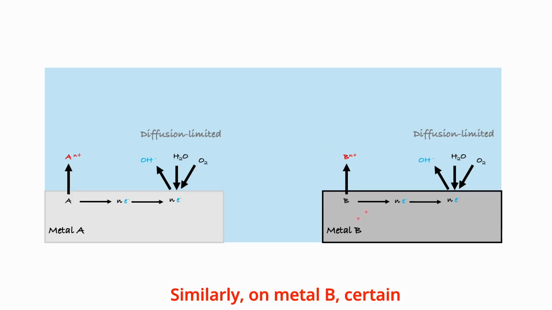Similarly, on metal B, certain atoms will oxidize, releasing electrons. These will be consumed by the oxygen reduction reaction occurring on the surface of metal B. To maintain charge neutrality, both in the individual metal specimens and the environment, all electrons released by the oxidation of metal A must be consumed by the cathodic reactions taking place on the surface of metal A. Likewise, all electrons produced by the oxidation of metal B must be consumed on the surface of metal B.